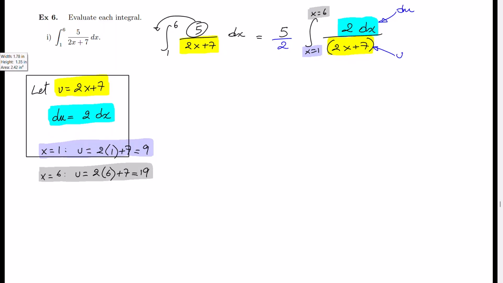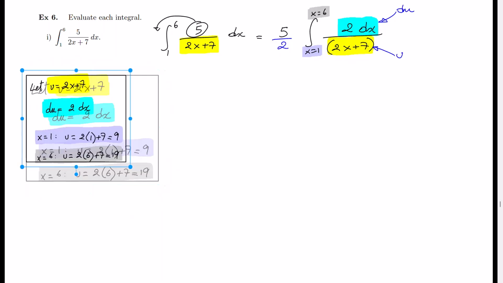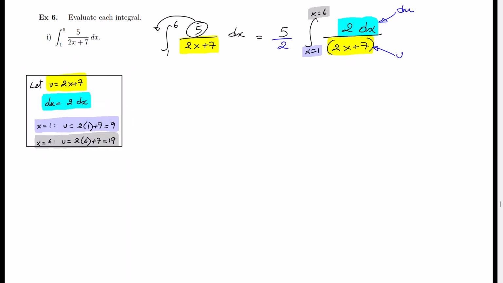So let me put a box around this and let's shrink it down so it's not taking up too much space. And let's continue along. So first, 5/2 is going to go for the ride, the integral. So instead of x equal to 1, we're going to have u equal to 9. Instead of x equal to 6, we're going to have u equal to 19. There will be a fraction. The numerator will say du, and the denominator will say just simply u. Okay, so this is the new problem rewritten in terms of u everywhere.